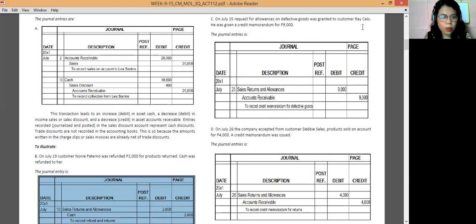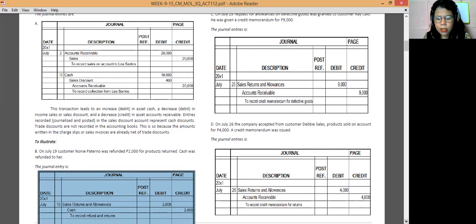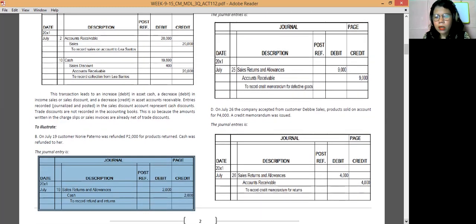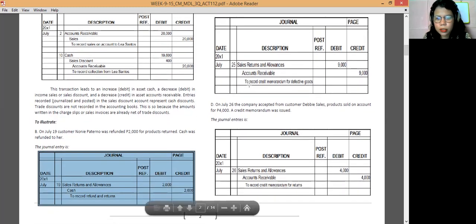From Ray Calo. Okay? So, hanggat maaari, lagay natin yung sa customer's name para hindi kayo malilito. Okay? Ito po yung tinatawag na short description, yung third row. Okay? So, importante po yan.